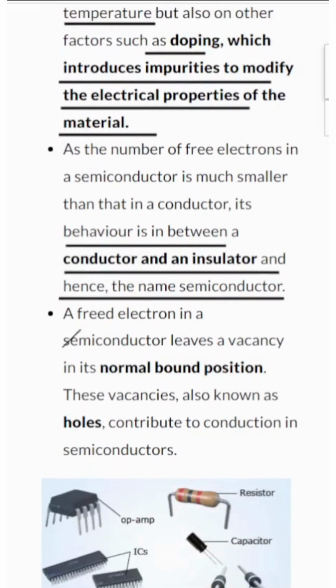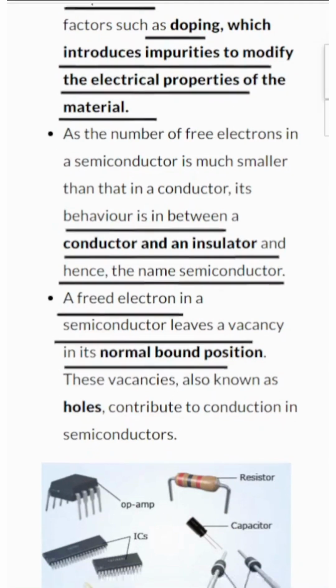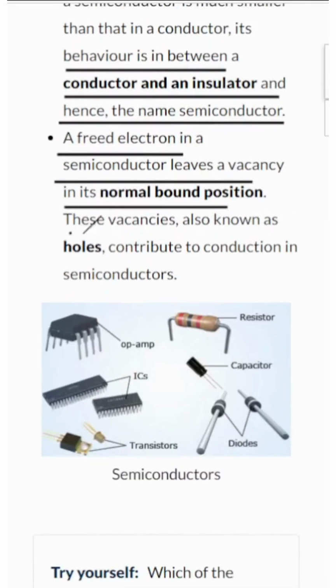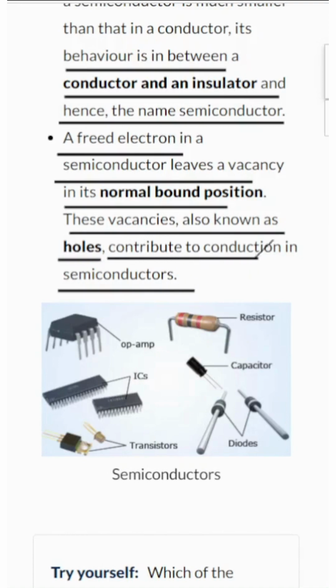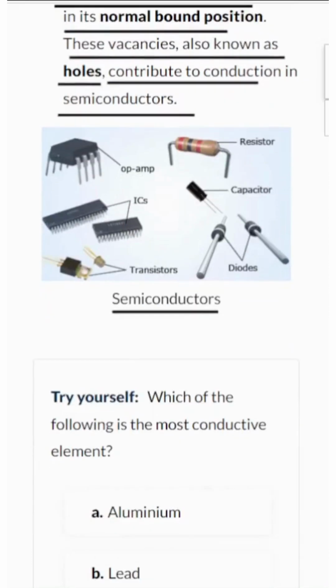In semiconductors, when a freed electron moves, it leaves behind a vacant spot in its normal bound position. These vacancies, known as holes, also play a role in conduction, adding an extra layer of complexity to the dance of electricity in semiconductors.